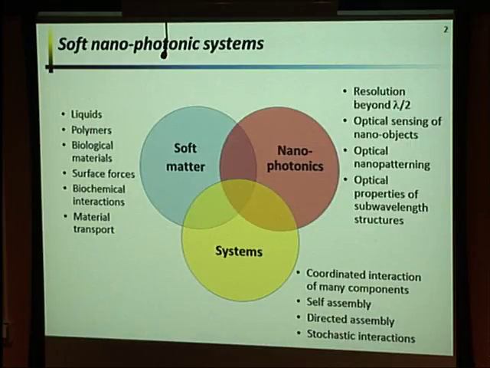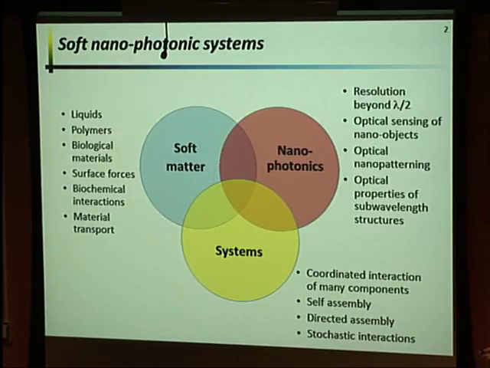Before I get into the meat of my talk, which is this main research project, I'd like to talk a little bit about my general overarching themes, which Amit mentioned a little bit. That's the idea of soft nanophotonic systems. This is really the intersection of three areas: soft material, nanophotonics, and then systems of many components.